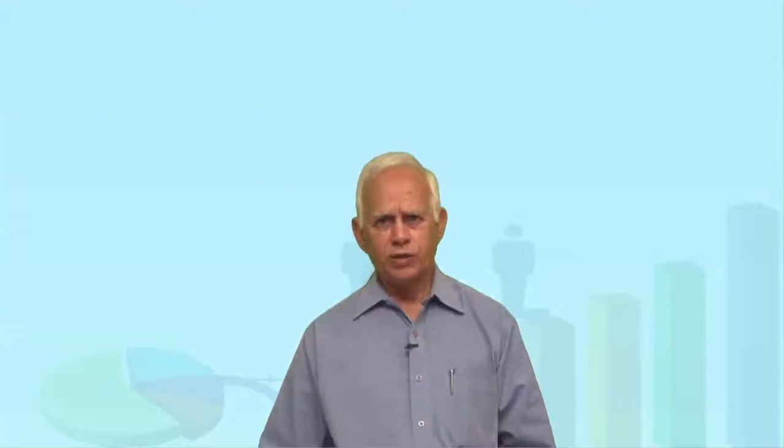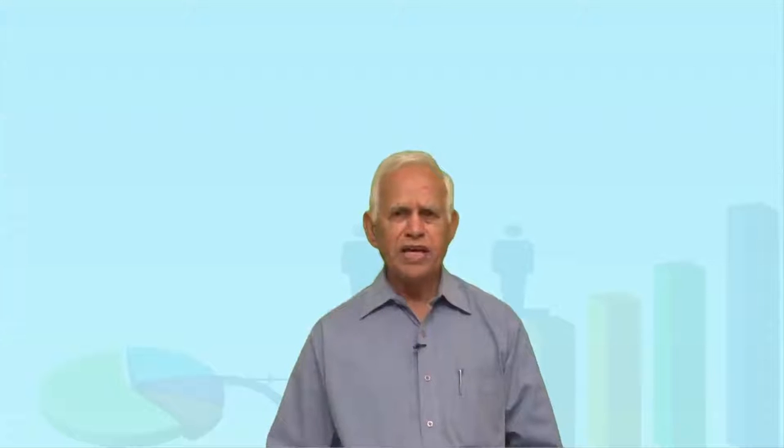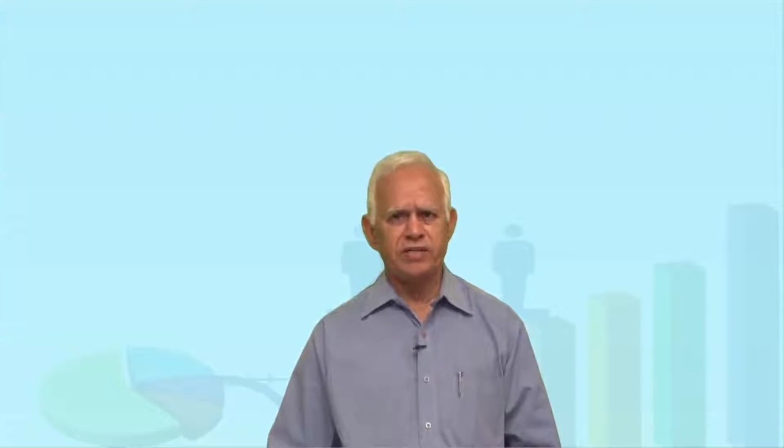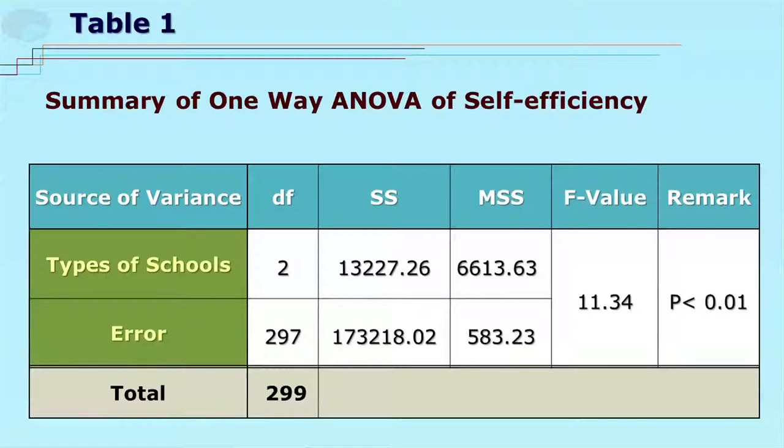For testing this hypothesis, one may use one-way ANOVA to test it. And for the analysis, one may use SPSS. So, in the SPSS, there is one-way analysis of variance which can be used. So, I will show you how it can be done and the output little later. From the output of SPSS, we can make the table as shown. And the title of this particular table should be Summary of One-Way ANOVA of Self-Efficacy.